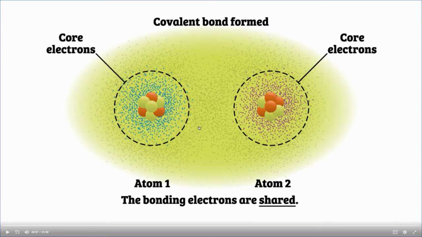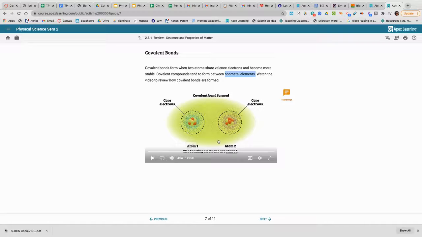An electron of this atom is attracted to this nucleus because the nucleus is positive. And the valence electrons of this atom, since they're closer to this nucleus, are attracted to this nucleus. Okay, and that's how they kind of stay together. Because of this attraction, they're sharing electrons. Okay, so that's covalent bonding.